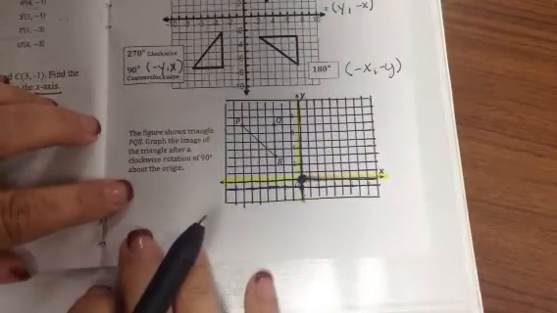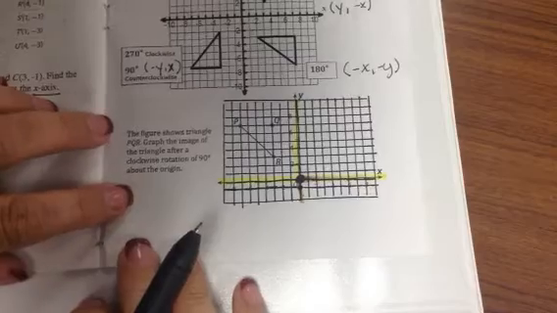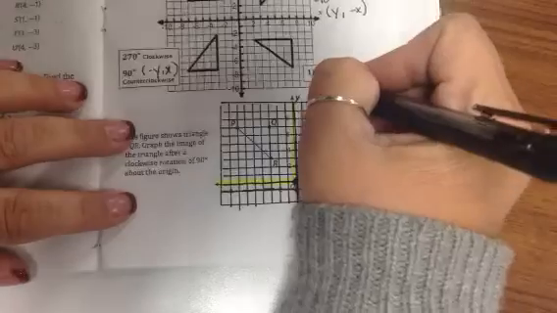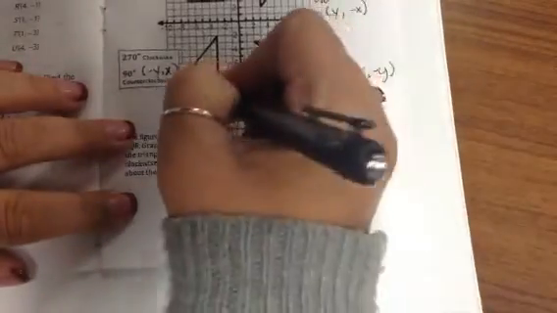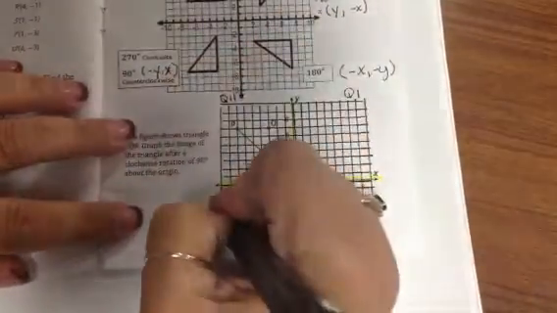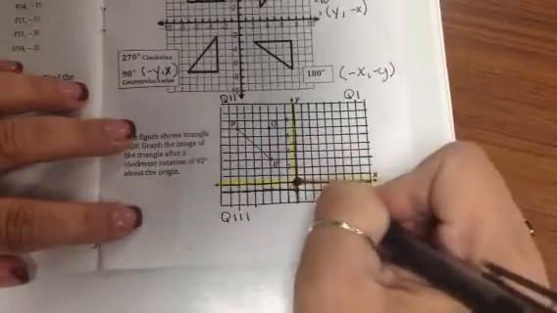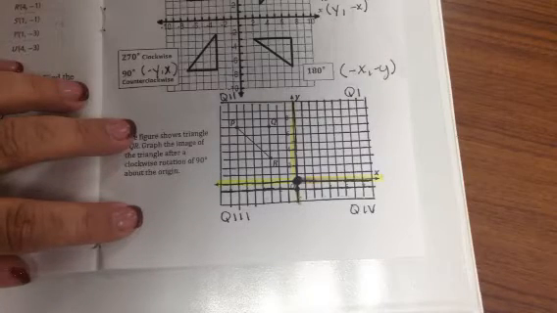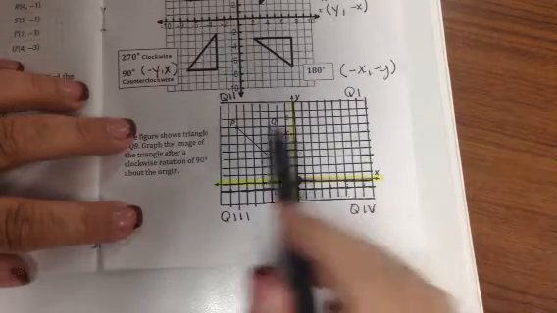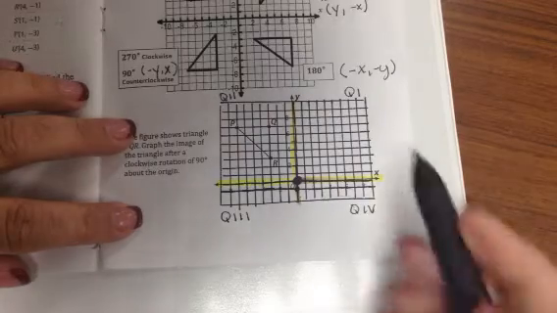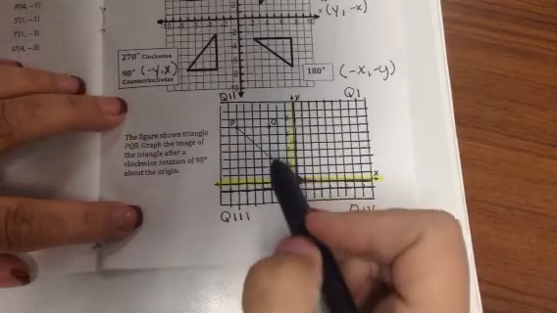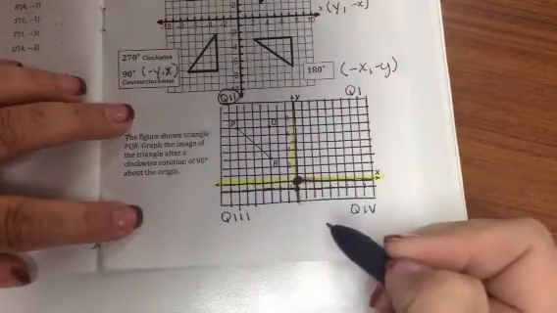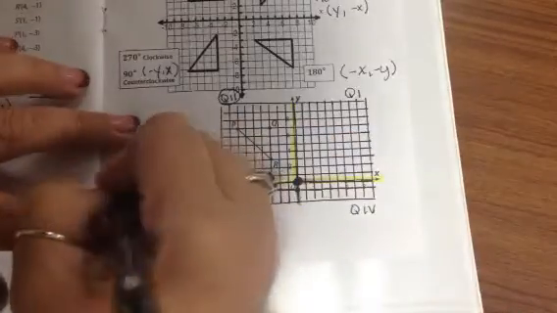Okay? If I look here, the very first thing that I always want to do on a rotation is I want to label my quadrants. So I have quadrant 1, quadrant 2, quadrant 3, and quadrant 4. Okay, this is important because the way I'm going to show you how to do these rotations, you're going to have to know which quadrant you're in. If I look at this figure, PQR, it is in quadrant 2, so I'm going to circle quadrant 2 because that's where I am.